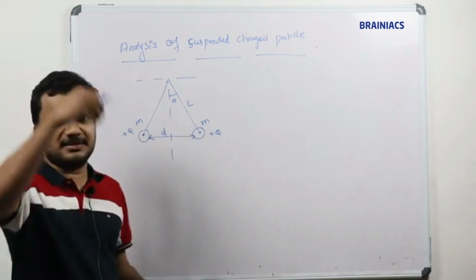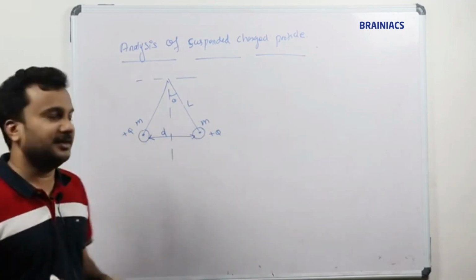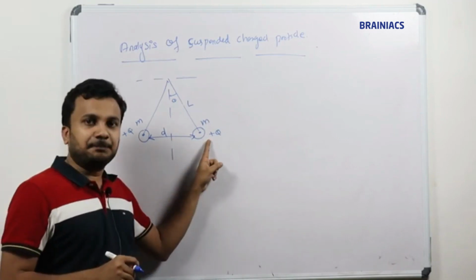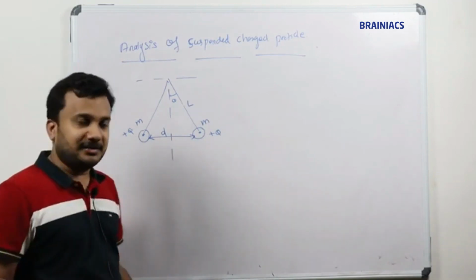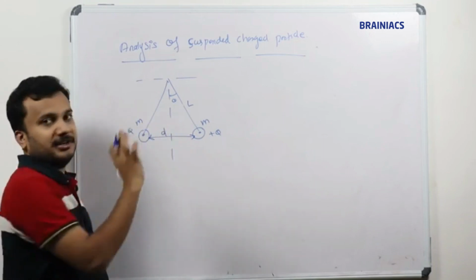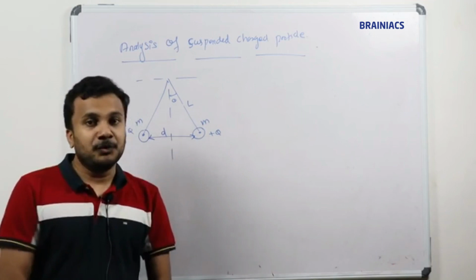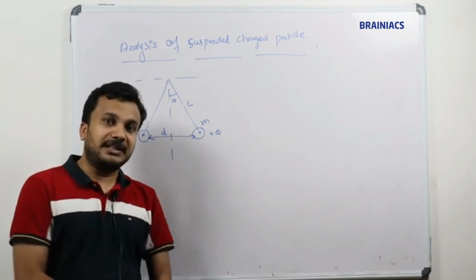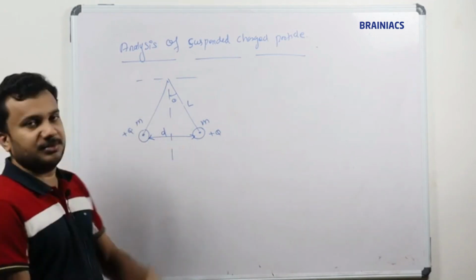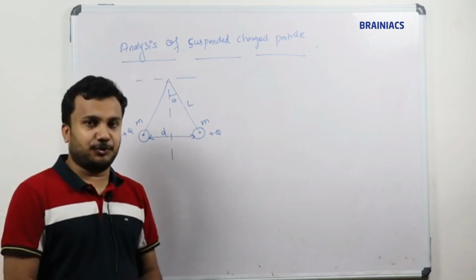This is called suspended. Suspended means just hanging, that's the meaning. So for suspended charged particles, what is the charge so that the separation between them is 2 meter or 1 meter or 0.5 meter, like that they will ask, or they will give you the charge. Then they will ask what is the separation between them. So any kind of model of questions will come.